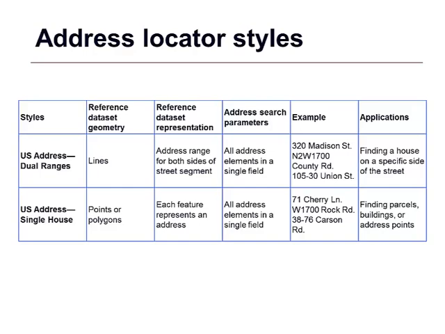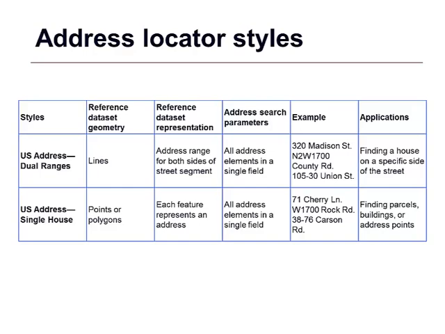Now the other option is US addresses single house, and this might be used if you got a point file from a local jurisdiction. So for instance, if you had a file that you got from a local county department that has just single points, this allows you to geocode to that specific address. The addresses are probably still going to be very similar to what we had with the dual ranges. All of the address elements will be in a single field, but what happens here is instead of interpolating along a line, it'll actually find that specific address or point.